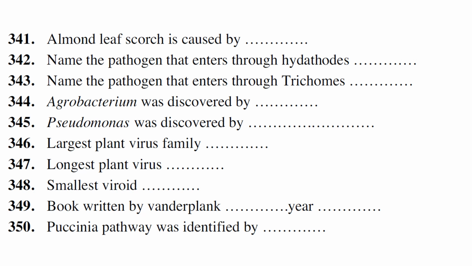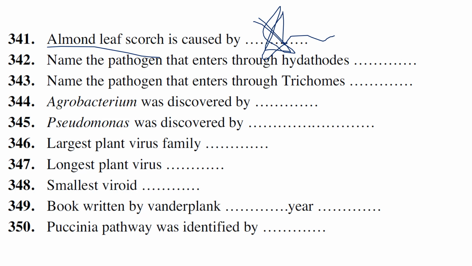The next one: almond leaf scorch is caused by Xylella fastidiosa. In previous lectures we mentioned that a number of diseases are caused by Xylella fastidiosa: Pierce's disease of grapevine, phony peach, almond leaf scorch, citrus variegated chlorosis, alfalfa dwarf, and coffee leaf scorch. All these diseases are caused by the bacterium Xylella fastidiosa.